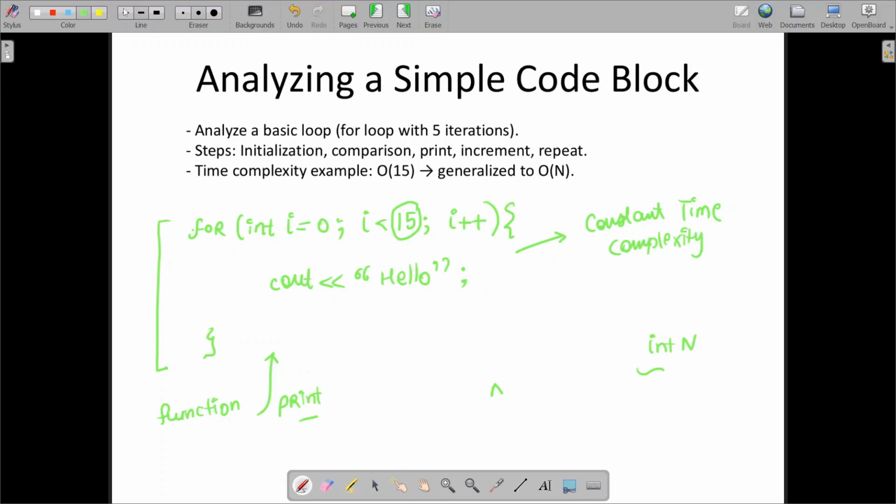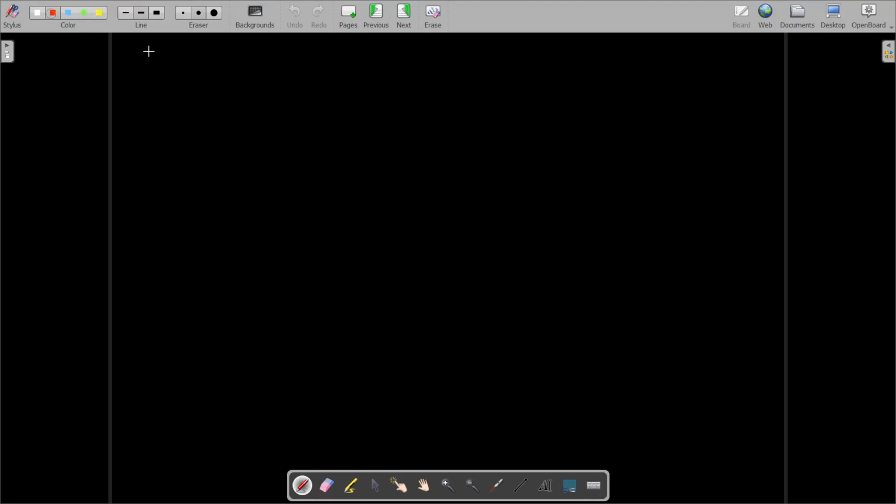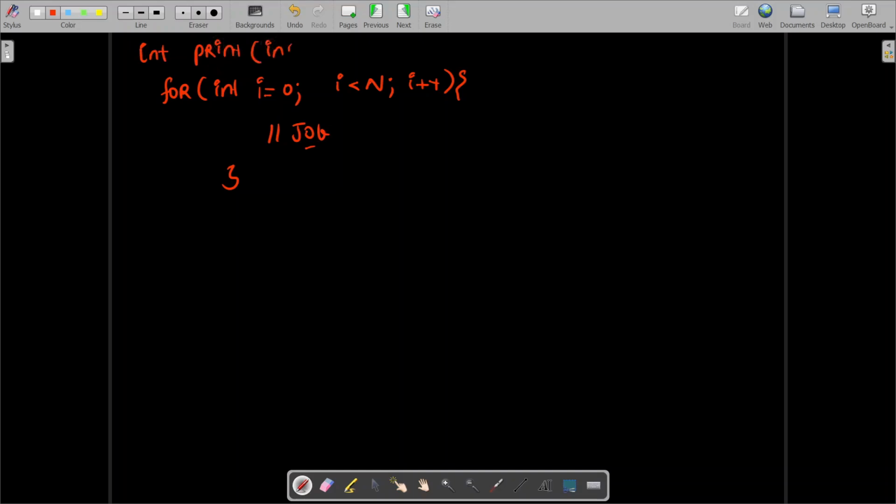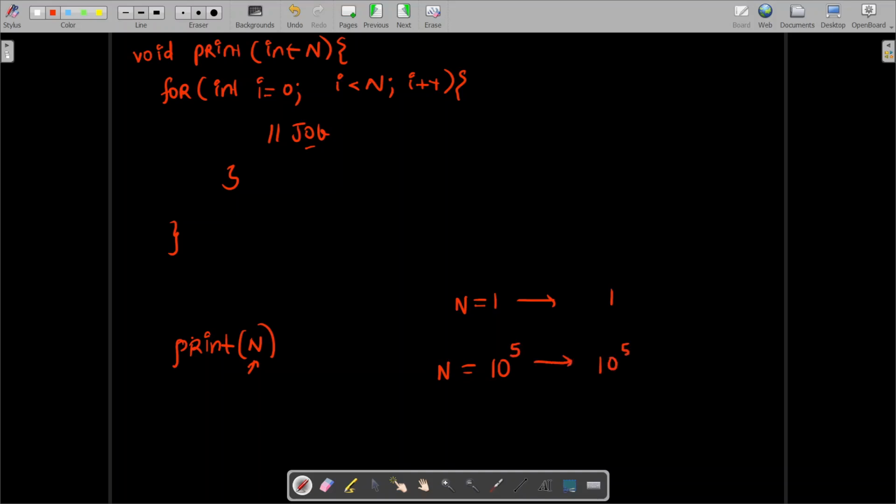In contrast to that, suppose I take user input as n, and I run a loop n times, i less than n, i plus plus, and whatever job I do here, I write in a function, print, taking the user input n. Let's make it void. Now I call the print function, and it depends on the input I give; n could change. Suppose I put n equals 1, it will run one time. If I put n equals 10 to the power 5, it will run 10 to the power 5 times. So this is changing linearly with the input. This is a linear time algorithm. That pretty much makes sense.